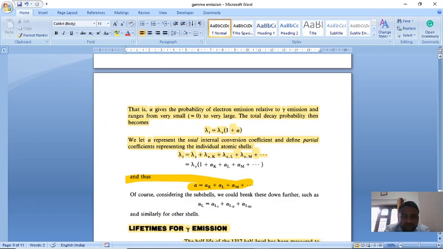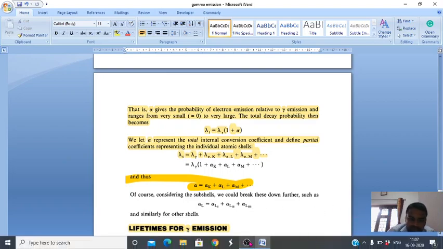We let alpha represent the total internal conversion coefficient and define partial coefficients representing the initial atomic shells. That is, lambda T equals lambda gamma plus lambda EK plus lambda EL plus lambda EM and so on. So we can write lambda gamma into 1 plus alpha K plus alpha L plus alpha M and so on, for alpha equal to alpha K plus alpha L plus alpha M and so on. Of course, considering the subshells, we could break these down further, such as alpha L equal to alpha L1 plus alpha L2 plus alpha L3. Similarly for other shells.